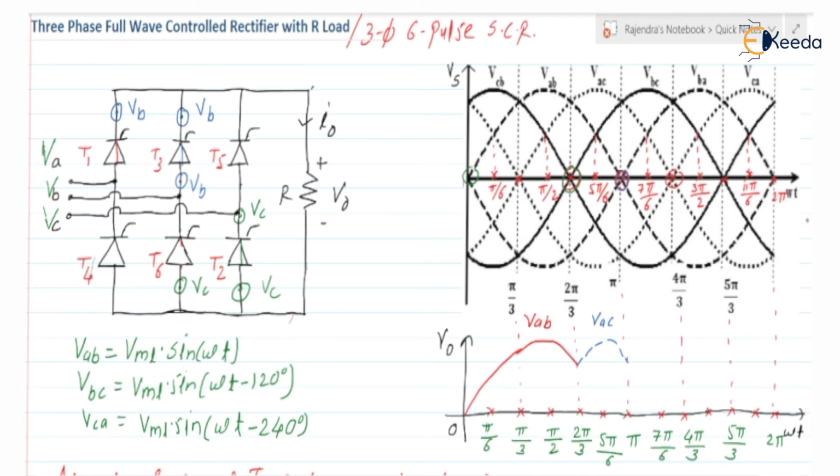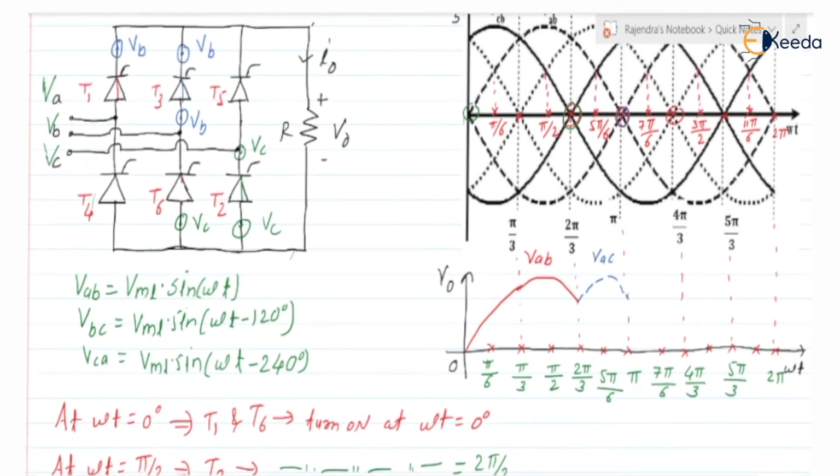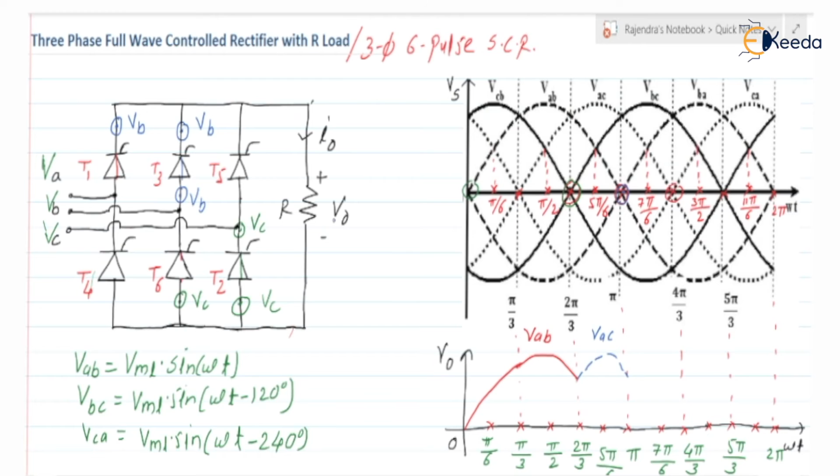VAB, right? T3 is turning on at omega t is equal to pi, right? So please check after pi, what is VA minus VB? That is VAB, right? After pi, if you check, this instant is pi. After pi, VAB is negative, right?